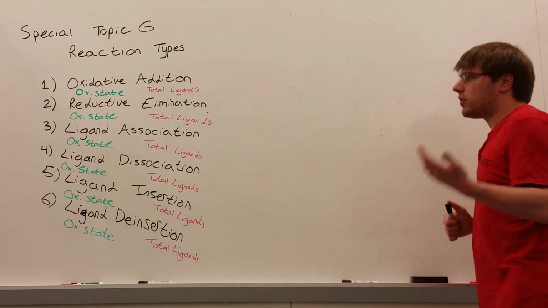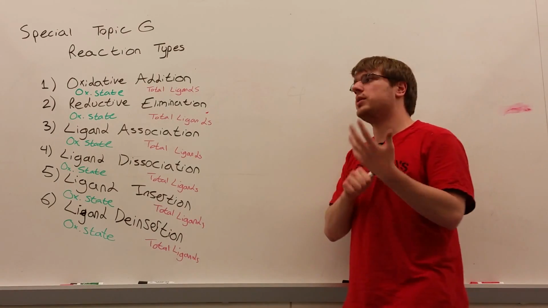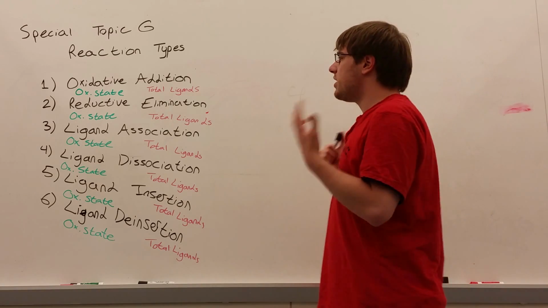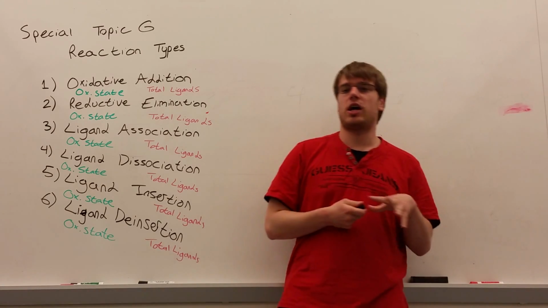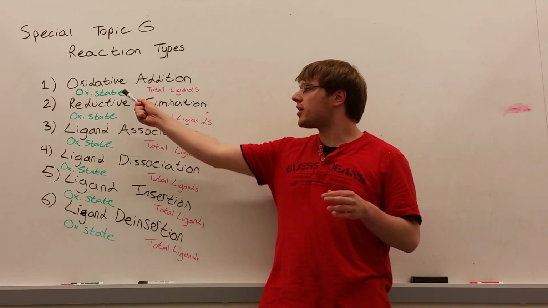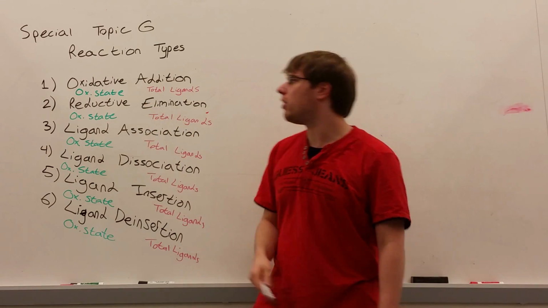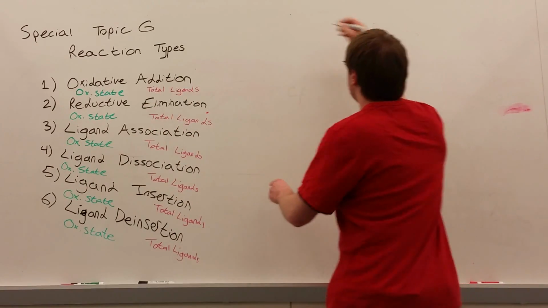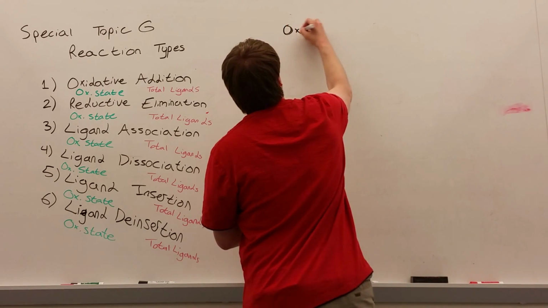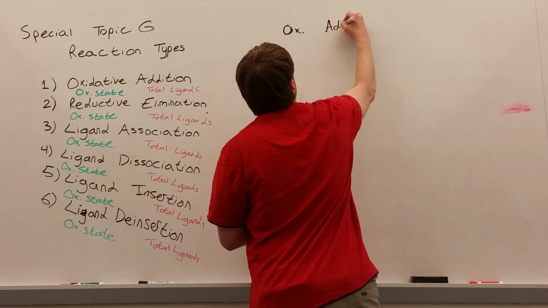Now, first of all, let's go about defining them and how can we tell them apart. Well, the main thing that's going to differentiate each of these reaction types is what happens to the oxidation state of the metal and the total number of ligands on that metal. So let's start with oxidative addition. I'm going to abbreviate it, oxidative addition.